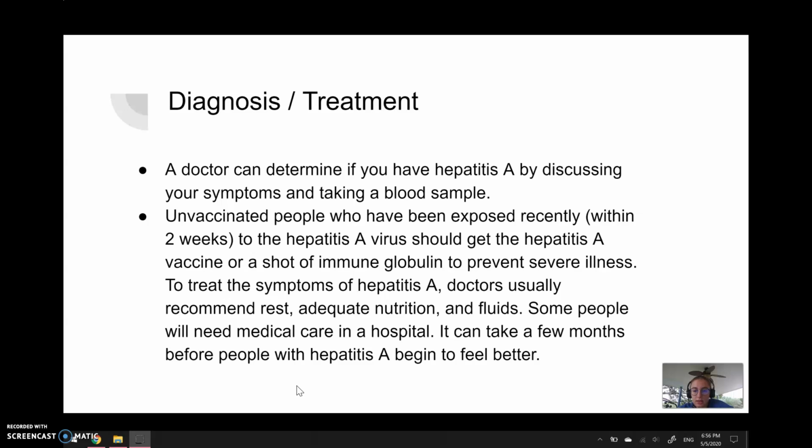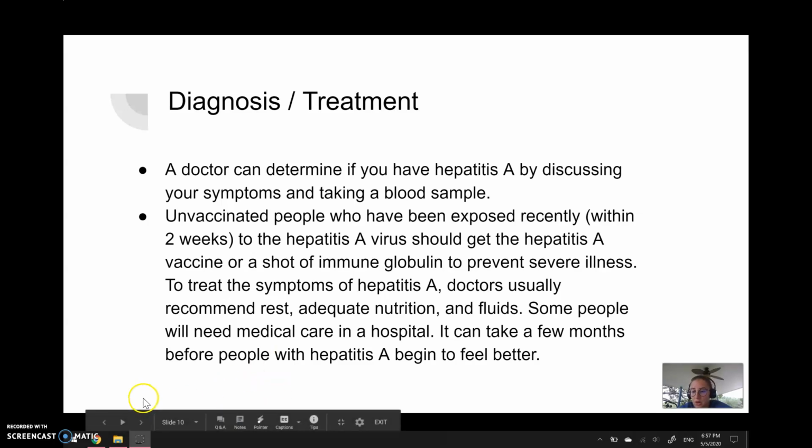To treat the symptoms of hepatitis A, doctors usually recommend rest, adequate nutrition, and fluids, all the same things that the doctor would tell you if you had the common cold. Some people will need medical care in a hospital, but this is less common and it depends on the severity of the case. It can be a few months before people with hepatitis A begin to feel better.